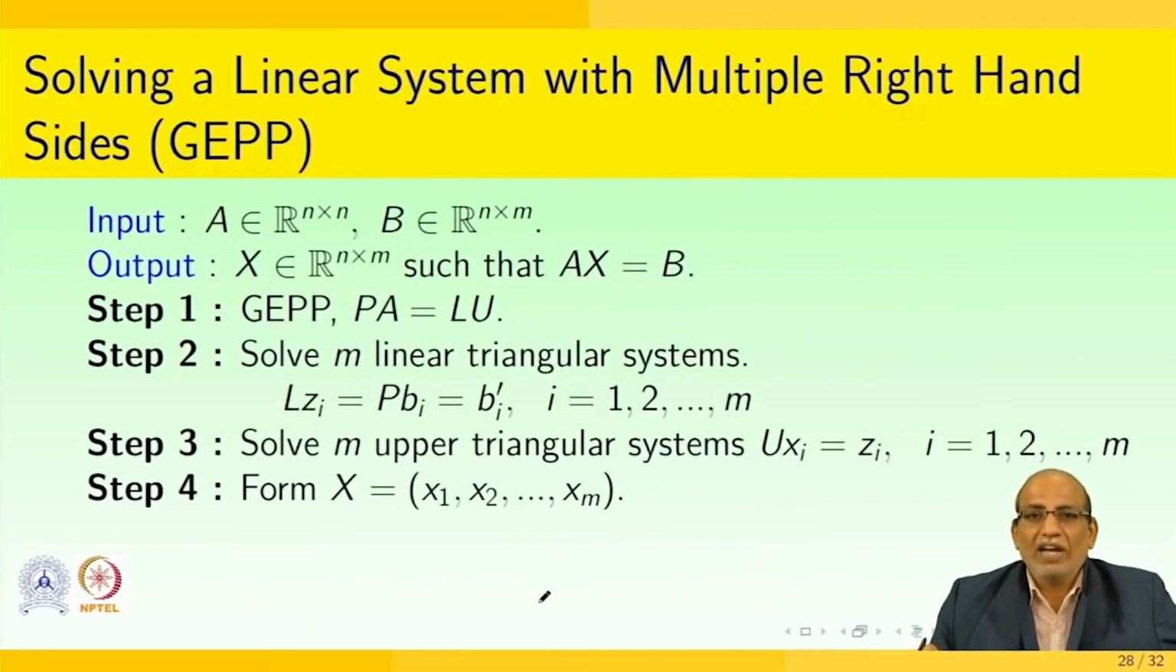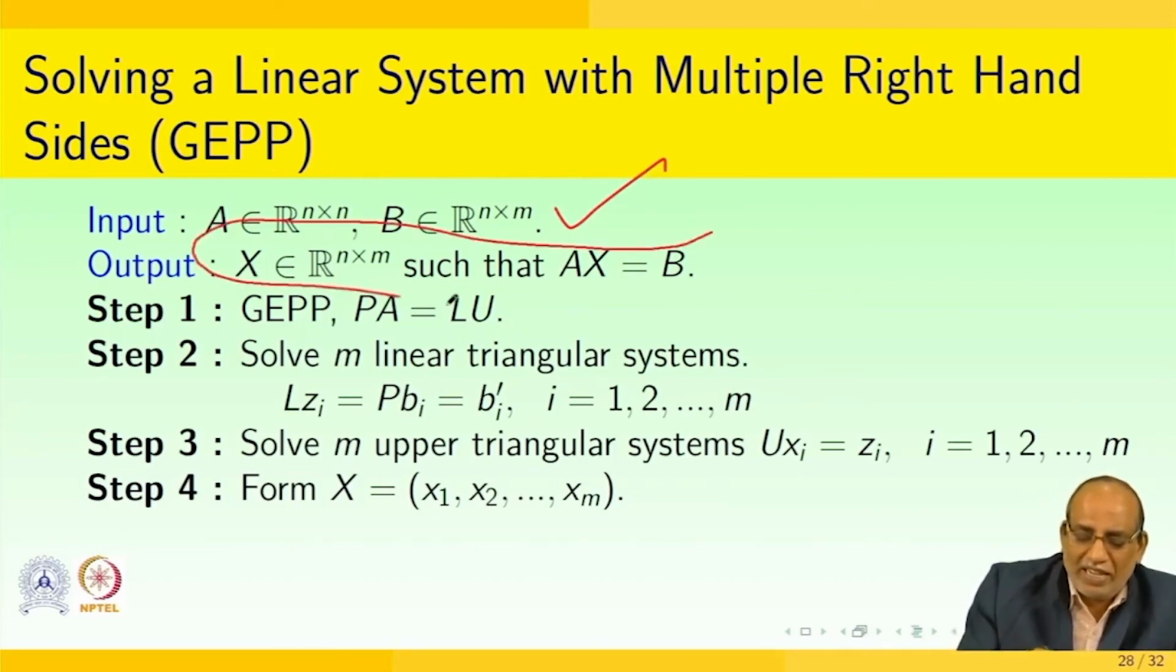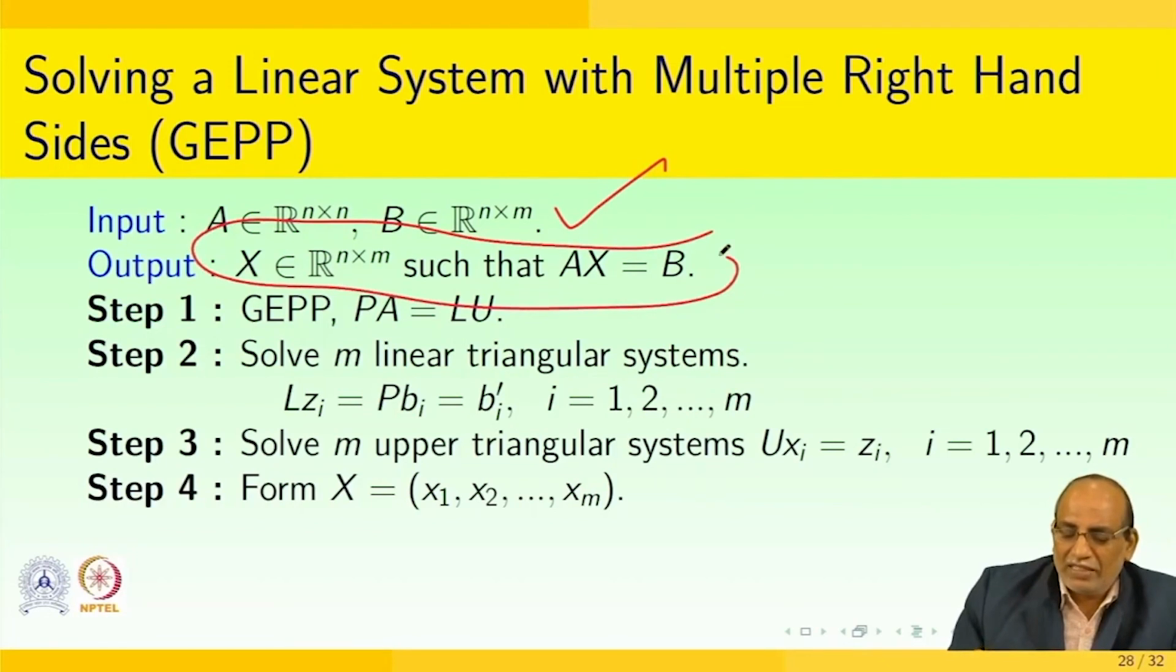Well, moving ahead, solving a linear system with multiple right hand side vectors. Suppose you have more than one, or different, right hand side vectors. You do not have to start from scratch. You can logically think about the algorithm and how to adapt it to multiple right hand sides. What is the input? The input is the matrix A in R^(n×n) and the matrix B in R^(n×m). The output we expect is X in R^(n×m) such that AX is equal to B.